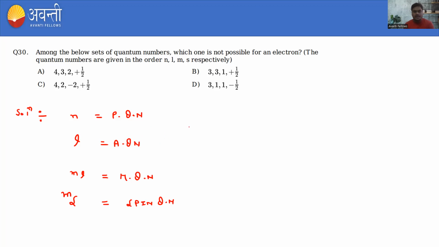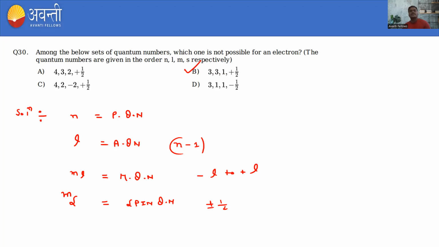So if you want to know which set of the following is not possible, we know that the value of l is always up to n minus 1, and the value of ml is from minus l to plus l. And ms is always plus or minus half. So if n is 3, then n and l cannot be the same. It can never be that n and l become the same, because whenever n is 3, l might be 0, 1 or 2. So l is always less than n, right? So this is not possible, so option B is the incorrect one.